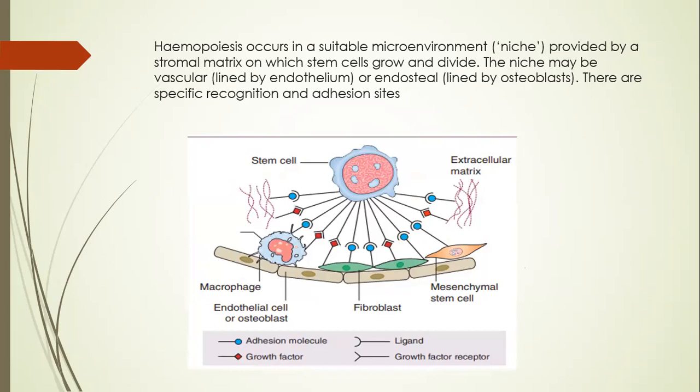So here comes the diagram. The macrophages are attached to the endothelium. These are the endothelial cells, and the osteoblasts are also present. The stem cells are making interactions with the fibroblast, and the fibroblast is making interactions with the osteoblast. The mesenchymal cells are also present.